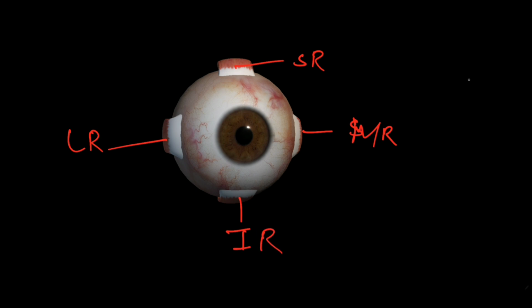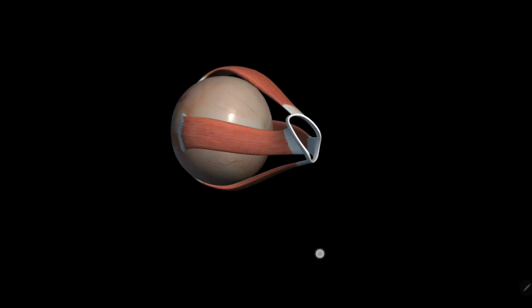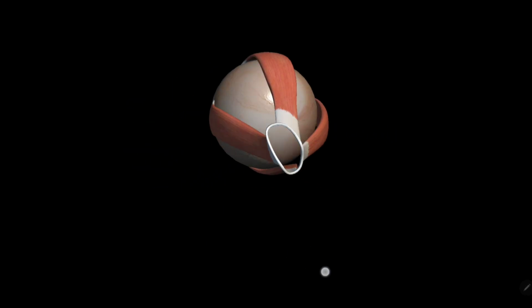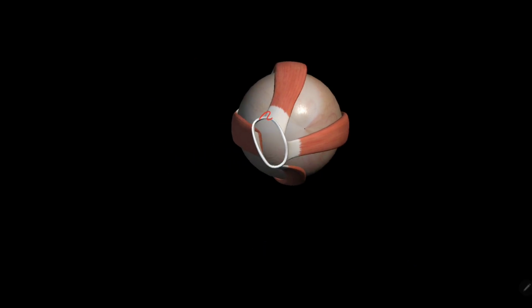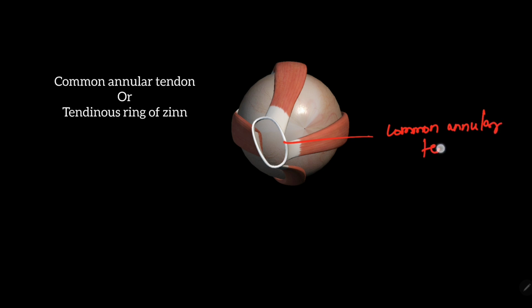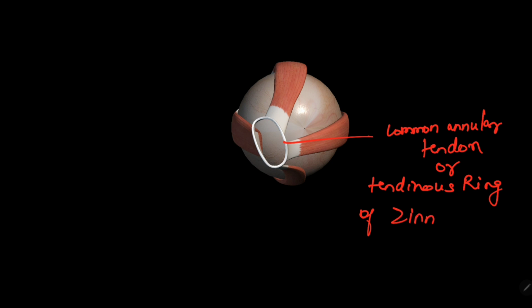This is how they are inserted. We will be discussing the insertion a little bit later. Now if we talk about the origin, they are coming from the common tendinous ring. You can very clearly make out that this is the common tendinous ring. This is also called the common annular tendon, or the tendinous ring of Zinn. This is the name given to this, and all these are attached to the common annular tendon.